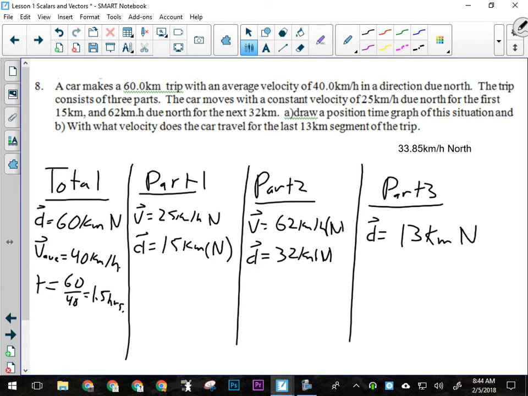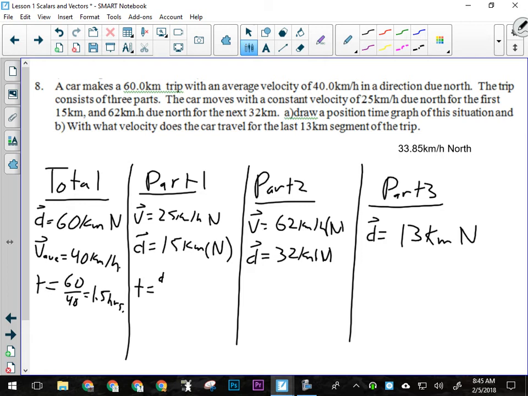What they want to know is, what's the velocity in part 3? If I want to find V for part 3, what else do I need to know about part 3? Time. Yeah, I've got to have the time. Now, I know how long the whole trip takes, and I have D and V for both of the other parts. Can I find the time for the other 2 parts? If I know the time for 2 out of 3, and I know what all 3 add up to, can I find the remaining time? So that's the route I've got to take here.